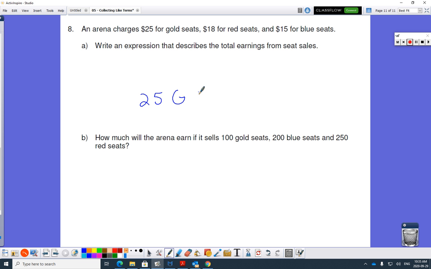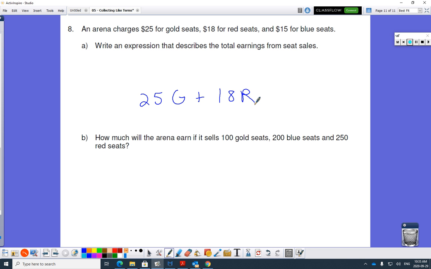Here we go again. Red seats. Let's say there's 10 people in the red seats. You'd go 18 times 10. If there's 20 people in the red seats, 18 times 20. If there's 99 people in the red seats, you go 18 times 99. But we're not going to use any of those because we don't know how many people are in the red seats. So we say plus 18R.